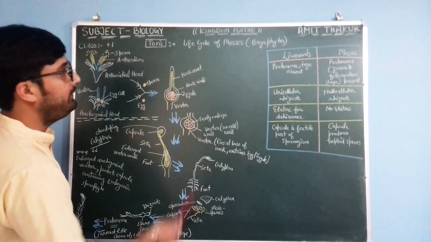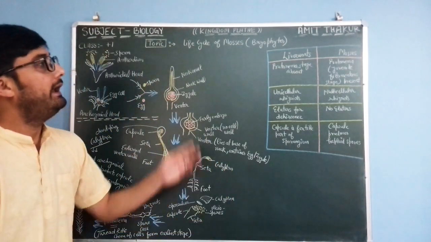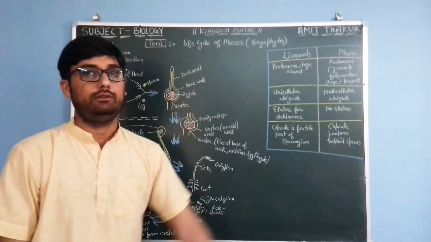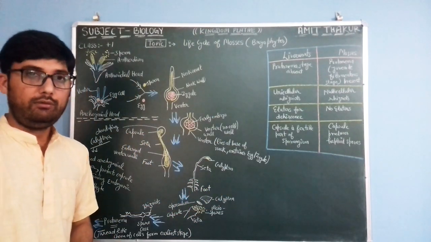So it's all about life cycle of mosses. We have done the life cycle of liverworts, and the difference between liverworts and mosses. It's all about bryophytes, and tomorrow we will discuss about pteridophytes. Thank you.